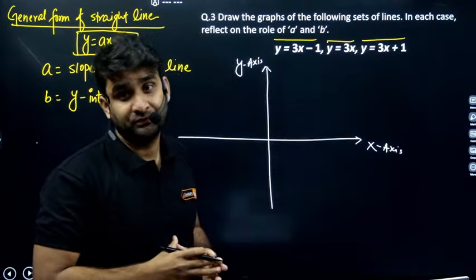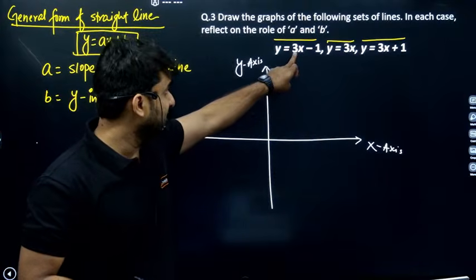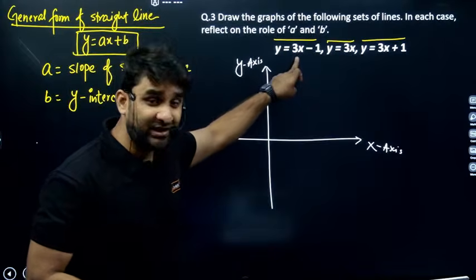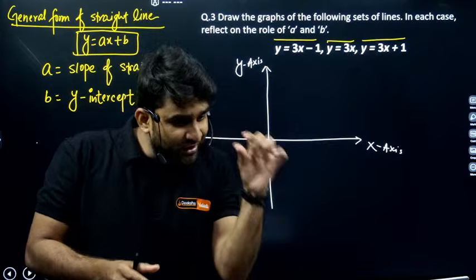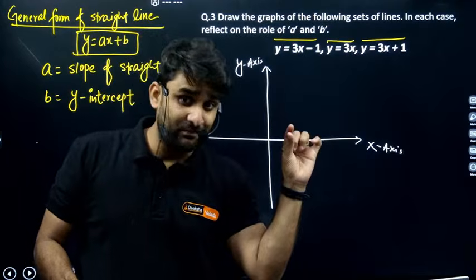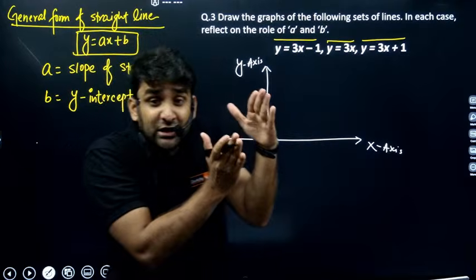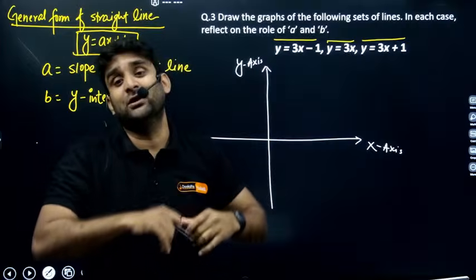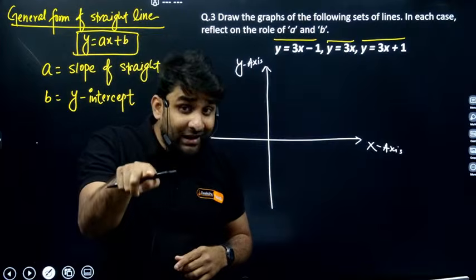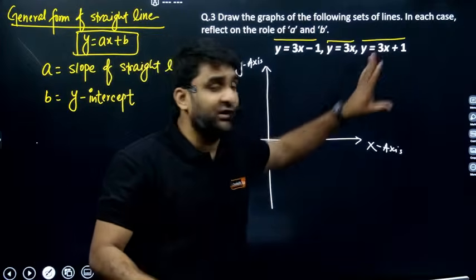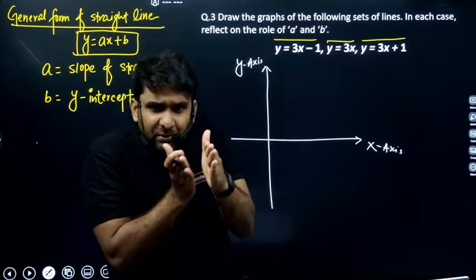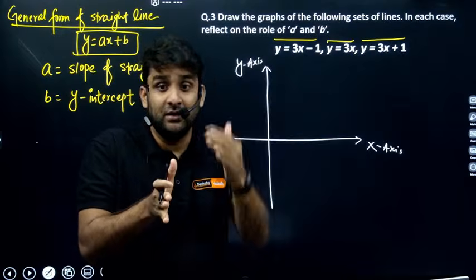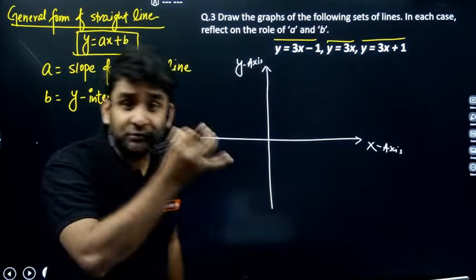the slopes are the same. Look, y is ax plus b, so a is 3 and a is 3. So the slopes of all three equations are the same. It means all three lines will be parallel to each other. Why am I calling them parallel? Because the y-intercepts are different, so they will be a little apart from each other, but they will be parallel. Why parallel? Their slopes are the same.